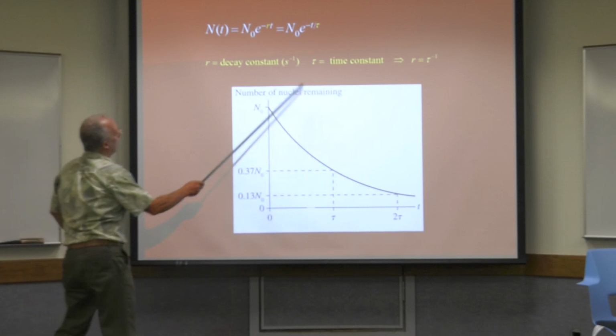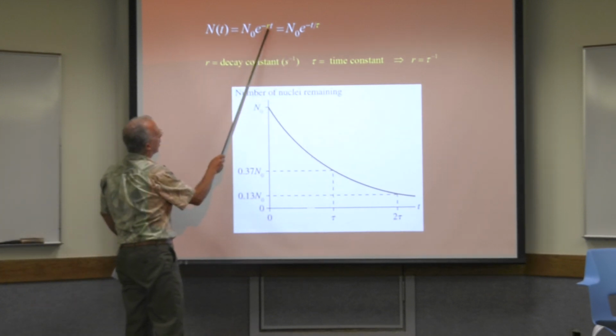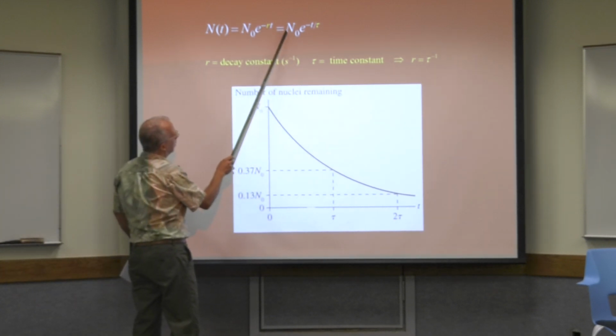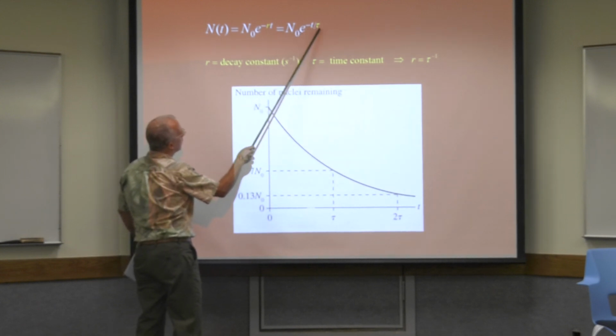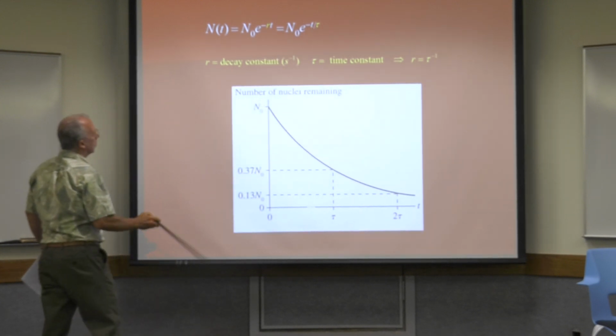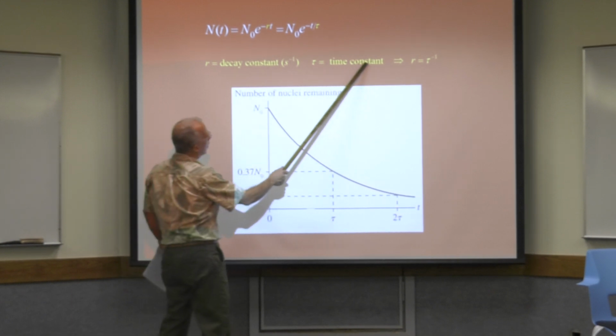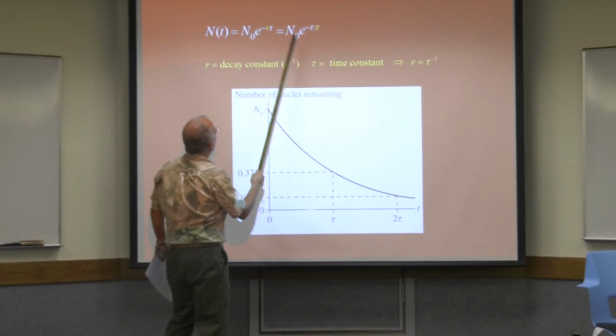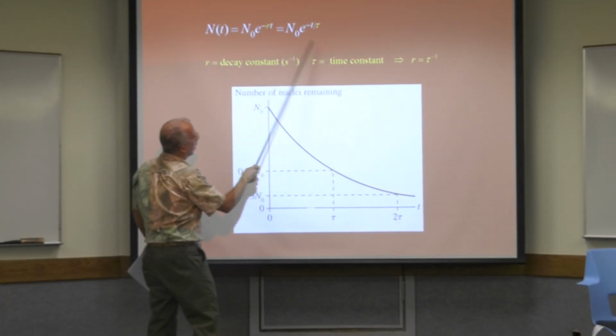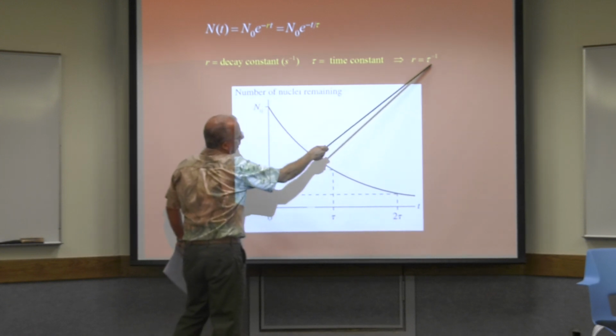Another way of writing, instead of saying N0 e to the minus Rt, some people say N0 e to the minus t over tau. So tau is called a time constant. And you know, tau is just 1 over R, right? Or R is 1 over tau.